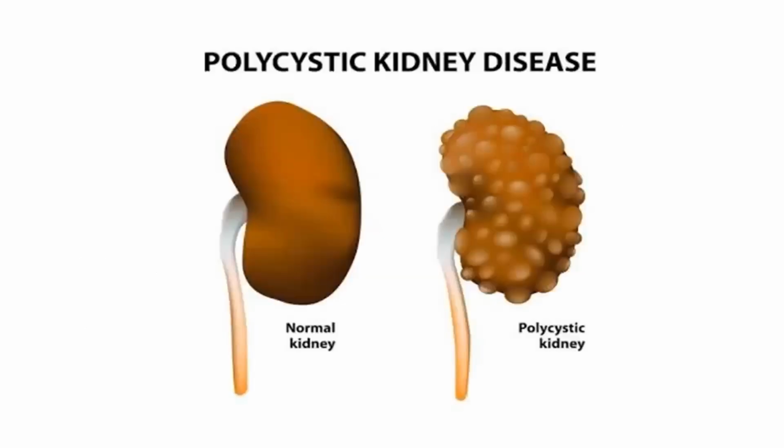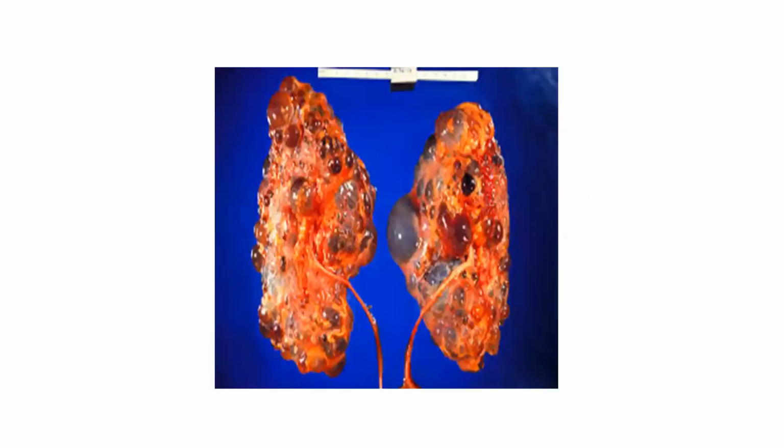A normal kidney and a polycystic kidney. Autopsy report of a polycystic kidney disease: irregular shaped kidney with prominent cysts in it.